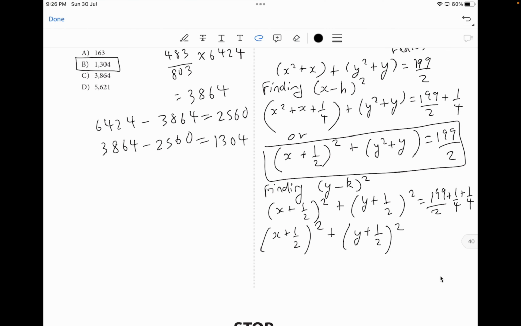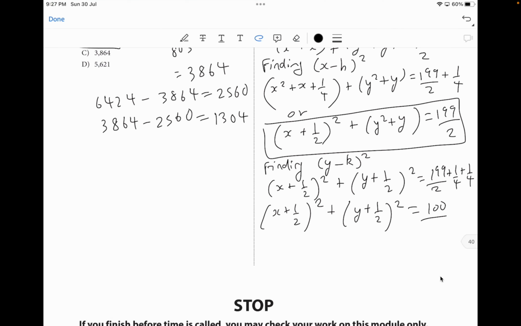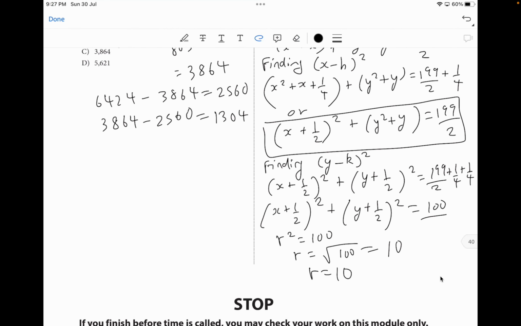If we plug these values into the calculator, we should be getting roughly 100. If you add all these values, 199 divided by 2 plus double quarters, you should be getting 100 as the value there. Since we only have to find the length of the circle's radius, we know that r squared is equal to 100, so r is going to be the square root of 100, which gives us 10. The radius length is going to be 10 here. Therefore the length of the circle's radius is 10.